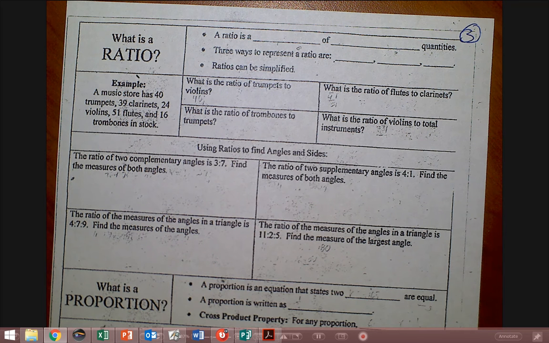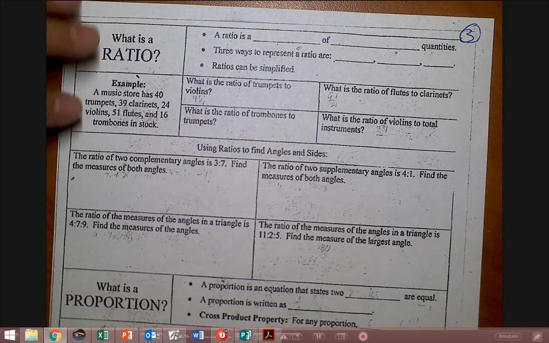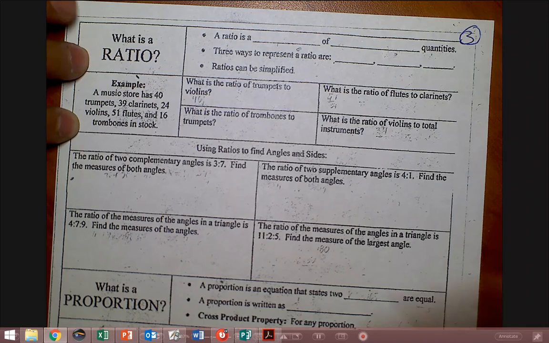All right, this is going to be the geometry. We're working on ratio. So for this notebook, it's actually going to be our page 3. So we're talking about ratios. Now for this one right here, we're going to fill in the blanks for what we have.